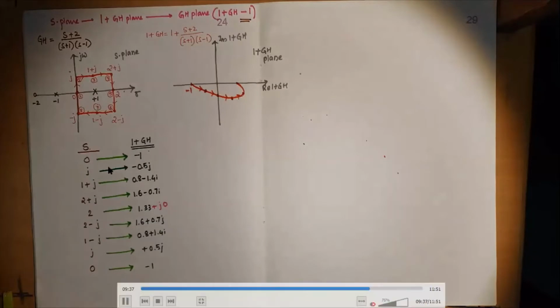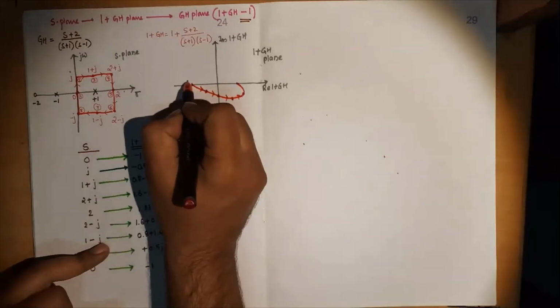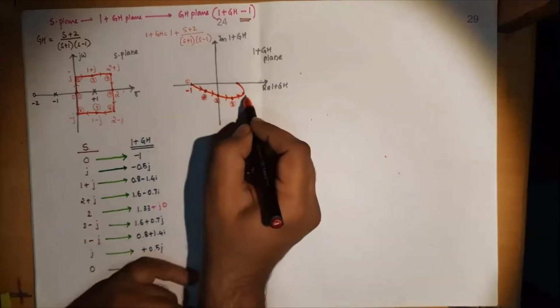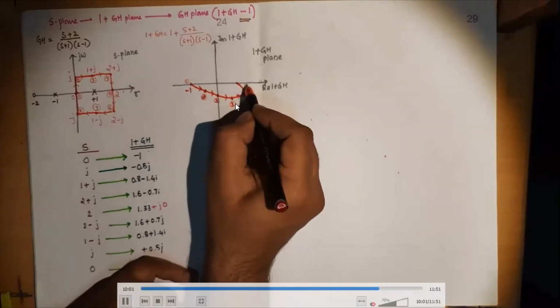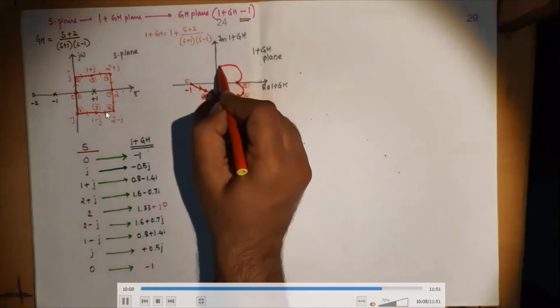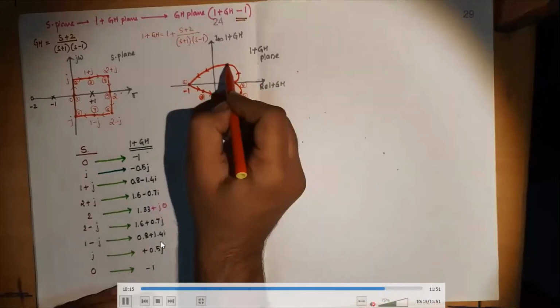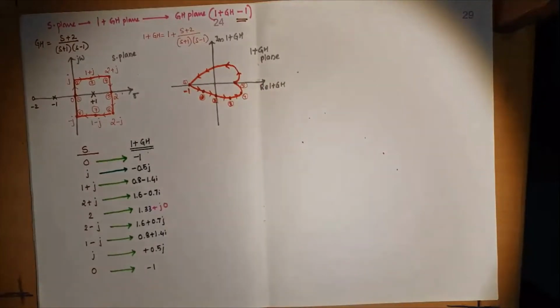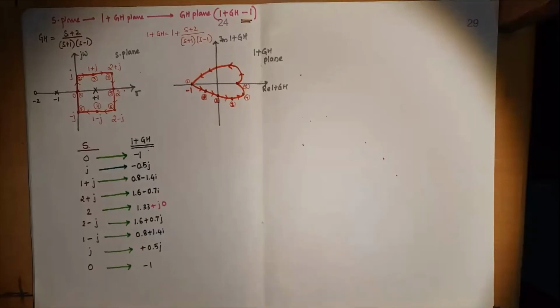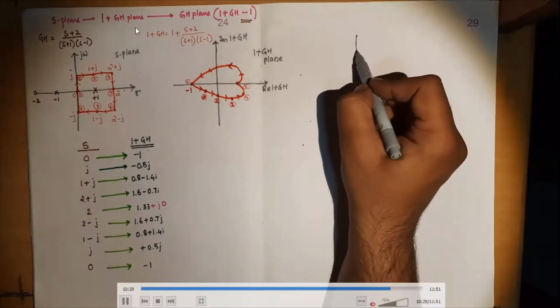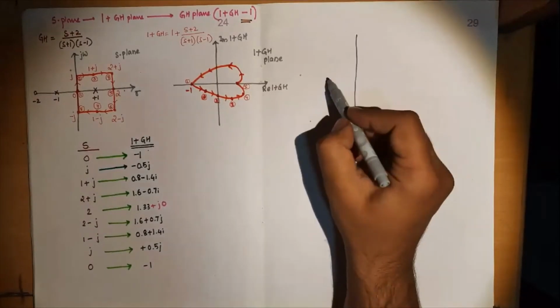So the corresponding points are: 0 has been mapped at minus 1, that is the first point. Then J has been mapped as 0.5J, second point, third point, fourth point, and the fifth point. So 1, 2, 3, 4, 5 are done. Then 6, 7, 8, again 0. If you map, they will be symmetrical to the real axis because they are conjugate in nature. So let us quickly make a symmetrical pattern. Next, the second plane is over. Next, we are moving to the GH plane.